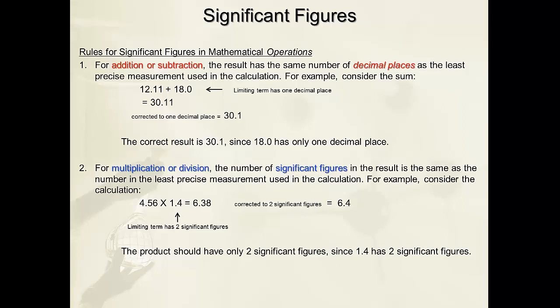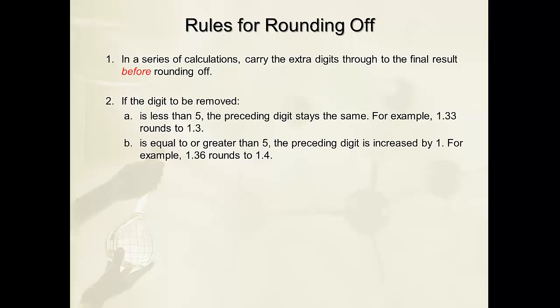Now try not to forget the difference between adding and subtracting, where you go to the least number of decimal places, and multiplication and division, where you go to the least number of significant figures. Okay, so that's the key difference between the two operations. Now, if you forget how to round off, I hope no one's forgotten how to round off, but hey, I better let you know anyway. So you need to round off.